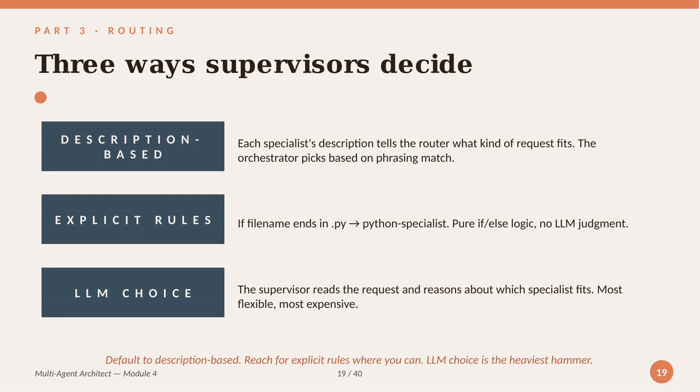3 routing strategies, in order of increasing cost. Description-based routing. Each specialist description tells the orchestrator what kind of request fits. The orchestrator picks based on phrasing match. This is what Claude Code's auto-routing already does. You've been using description-based routing every time the orchestrator picks a subagent for you. It's free. The orchestrator is doing the routing as part of its normal operation.